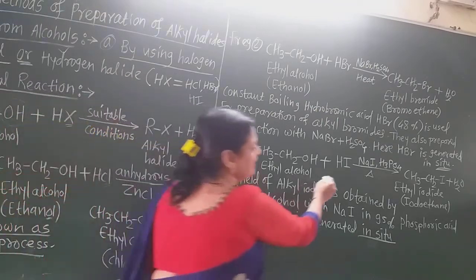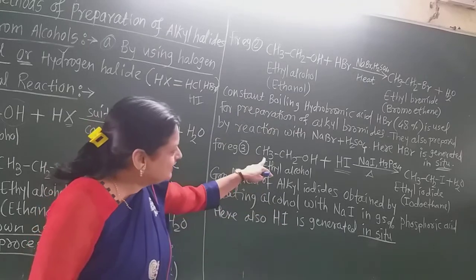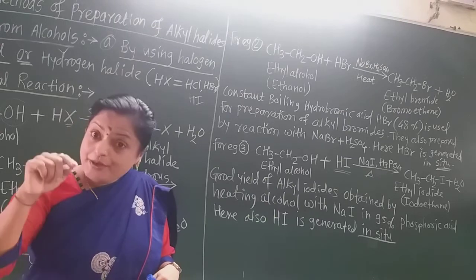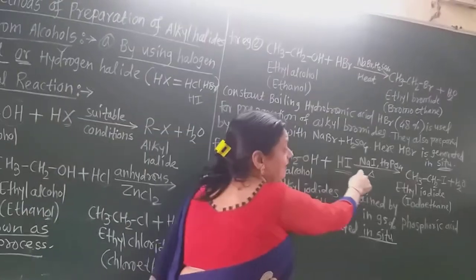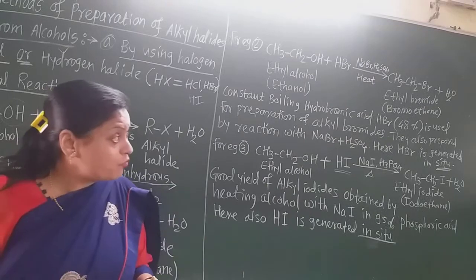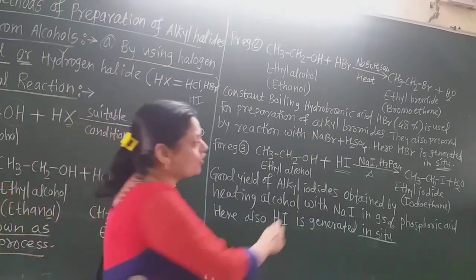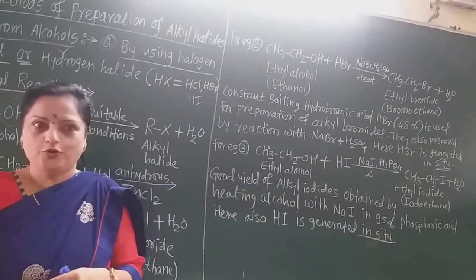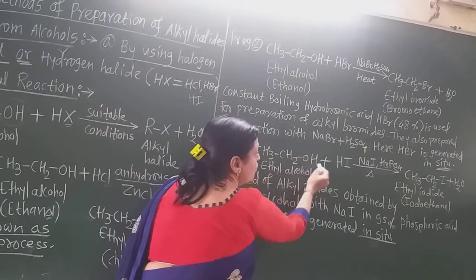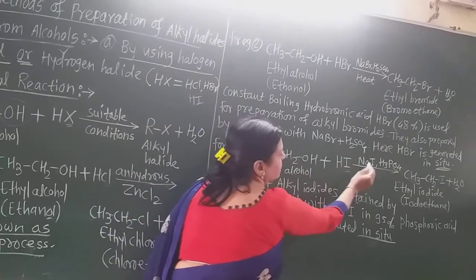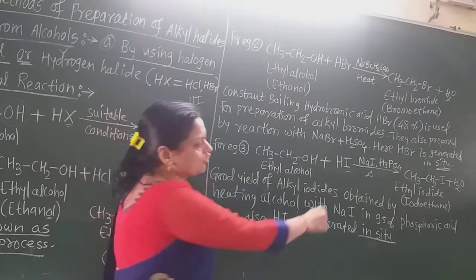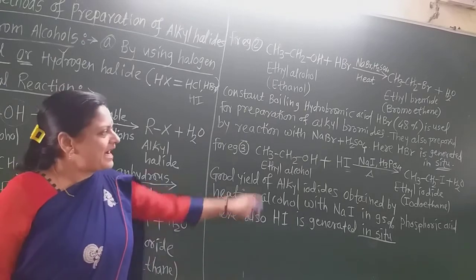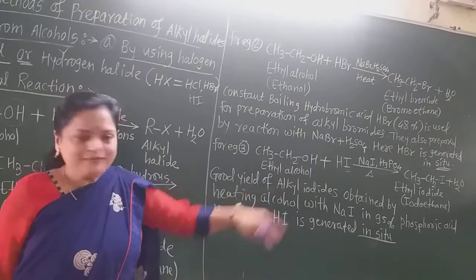This HI is not added directly to the ethyl alcohol for obtaining the alkyl iodide. We must add the NaI to phosphoric acid, and then there is formation of this HI, and then the reaction is carried out. Now in this CH3CH2OH, the OH group is replaced by the iodide ion, and there is formation of ethyl iodide. What is the IUPAC name? Iodoethane. Here if I take tertiary butyl alcohol, what will be the product?